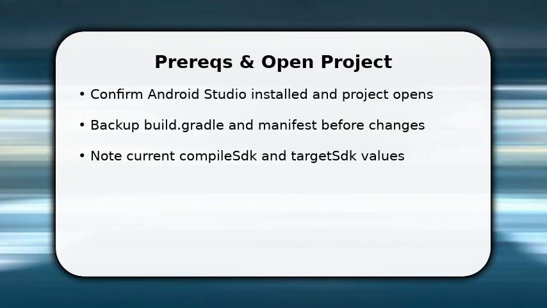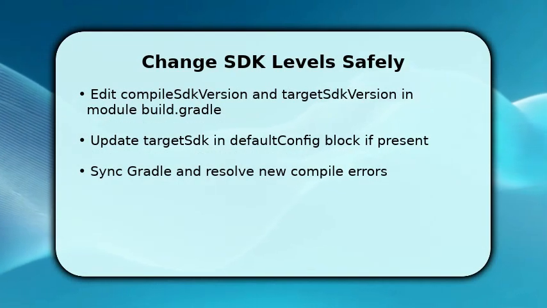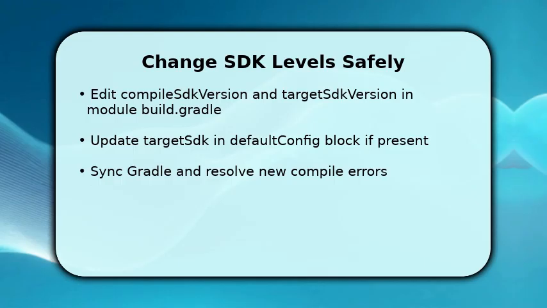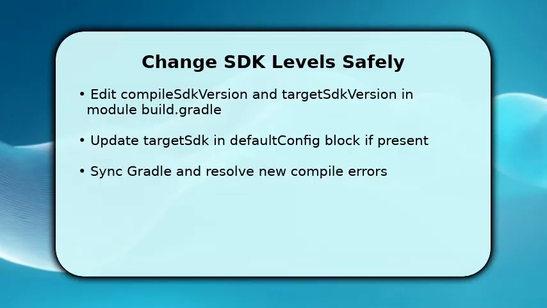You will now change the compile and target API levels in the module build.gradle file. First, update compile SDK version to the desired API and then change target SDK version inside default config to match your goal. Once edited, click Sync Now to apply changes.